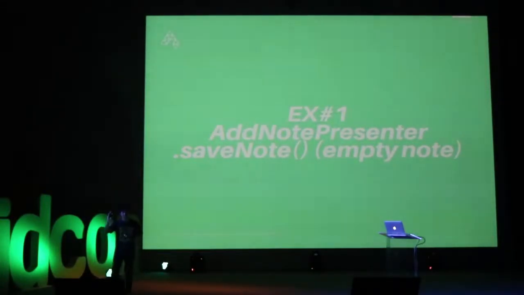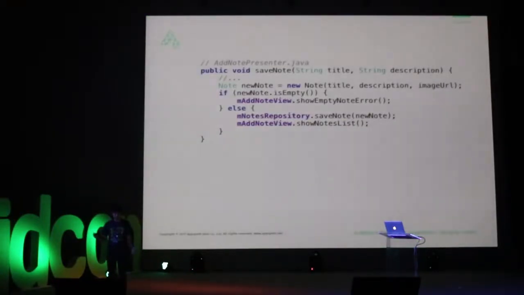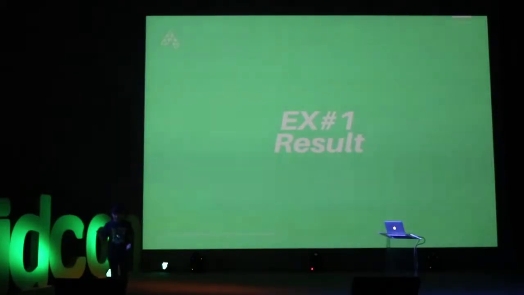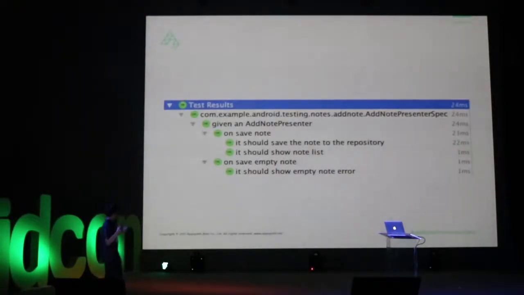Also, we're going to test for the empty node case too. So again, on save empty node, and then you pass in an empty node, and you say it should show empty node error. And the result looks like this. Pretty readable already, right?